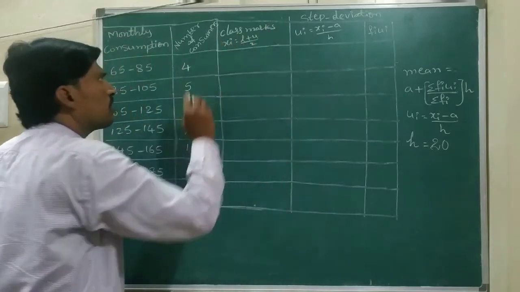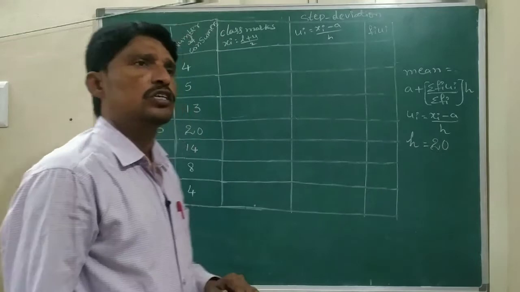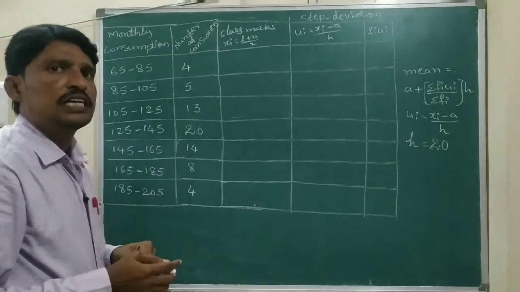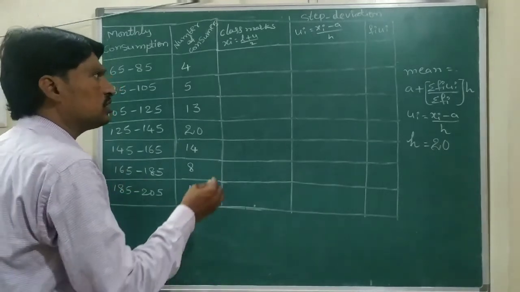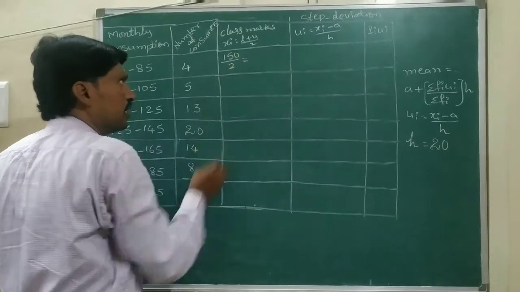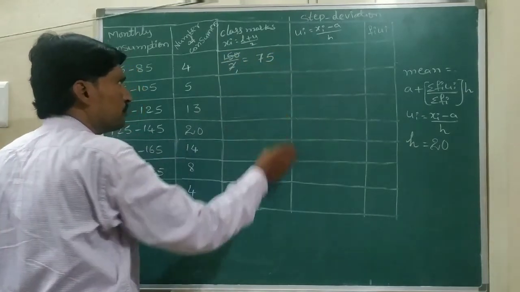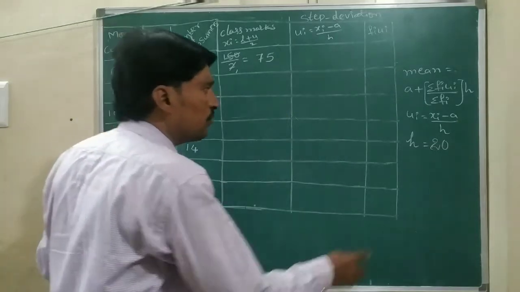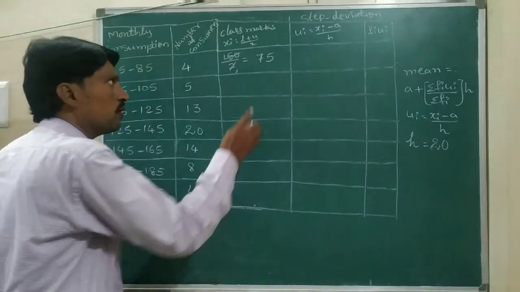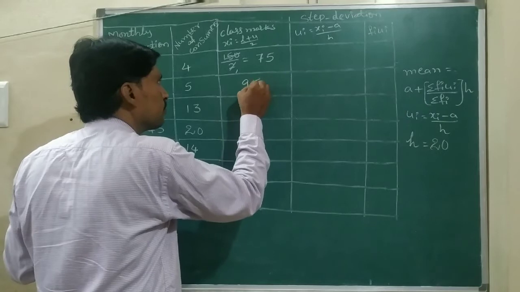How do we get the class mark? Xi equals L plus U by 2. For the first class interval, the lower limit is 65 and the upper limit is 85. 65 plus 85 is 150, by 2, the average we are taking, is 75. Now the H value we already know, we add it to the first class mark to get the next class mark. So 75 plus 20 is 95.